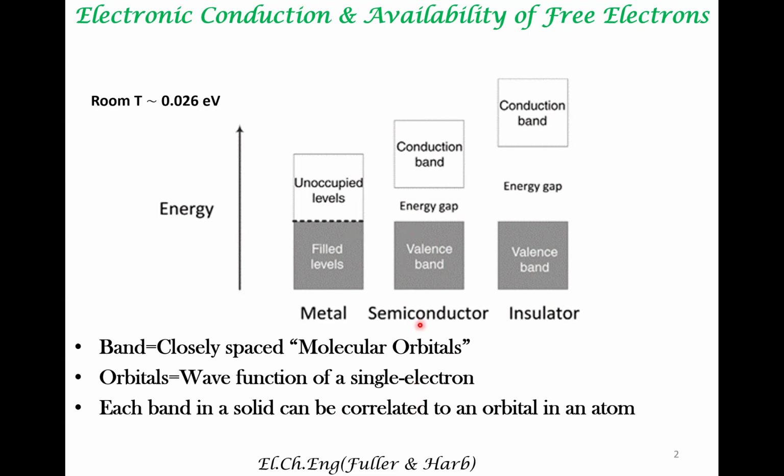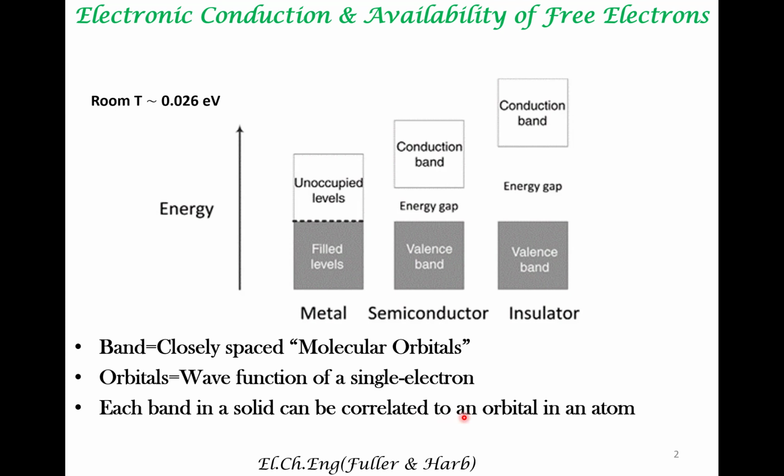So just this set of concepts has to be connected. A band consists of closely spaced molecular orbitals. That is, the energy difference of each of the levels is of the order of this value. Orbital refers to a wave function of a single electron. Each band can be correlated to an orbital in an atom.